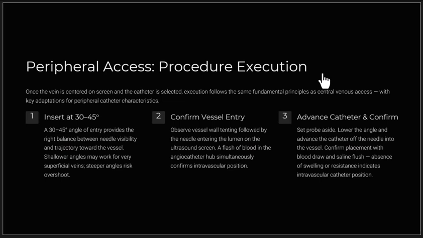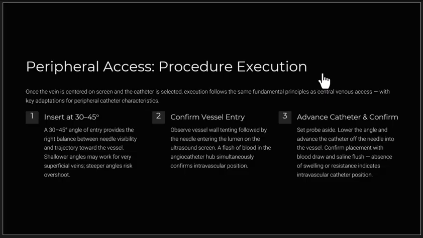You will be able to visually see and confirm vessel entry on your ultrasound screen, but also looking down at your angiocatheter, you're going to notice a flash of blood that comes into the hub of that angiocatheter that will also confirm that you're in the correct intravascular position with your needle tip. Once you have confirmation, you'll be able to advance the catheter.